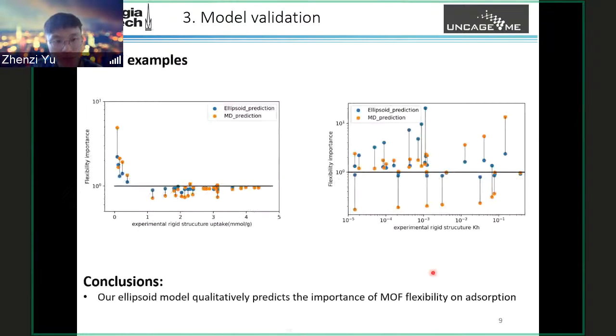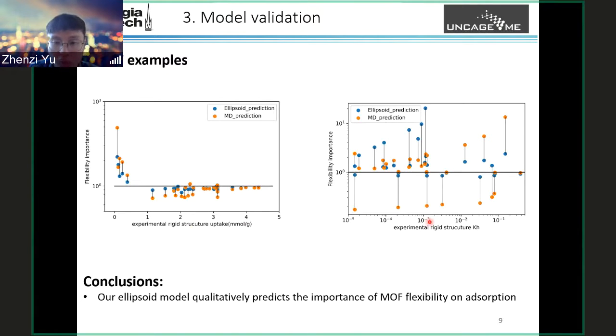So here, we picked 5 MOF examples out of 20 MOFs as the example. We can see in the figure, all the blue dots are the prediction from ellipsoid model, and all the orange dots are the prediction from the molecular dynamics. The y-axis is the flexibility importance, which is the ratio of flexible absorption properties to the rigid absorption properties. And the axis on the left is the experimental rigid structure uptake, and the y-axis on the right is experimental rigid structure Henry constant. As you can see, almost in every case, both methods have qualitative agreement with each other.